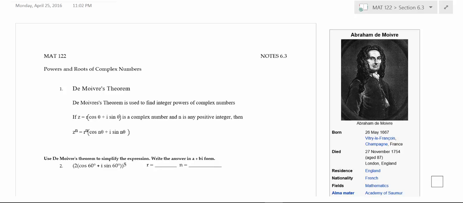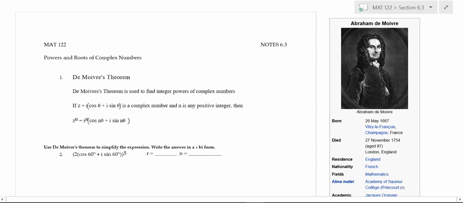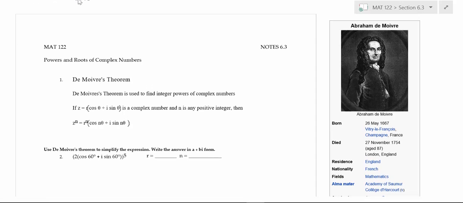Alright, students, today I am going to give a lesson on Abraham de Moivre and his famous theorem about complex numbers. So I have a picture of the man here, and he was a French mathematician, deeply inspired by Isaac Newton, as so many people in his time were, and people today still are. He did a lot of work on complex numbers and came up with a theorem that we named after him, de Moivre's theorem, which is really talking about how you do powers and roots of complex numbers.